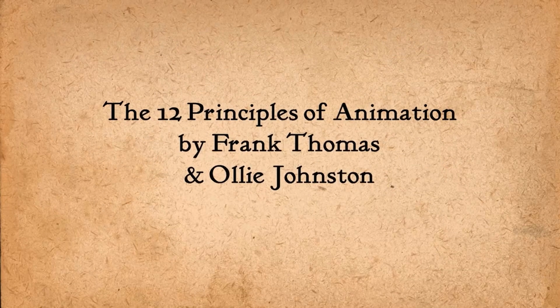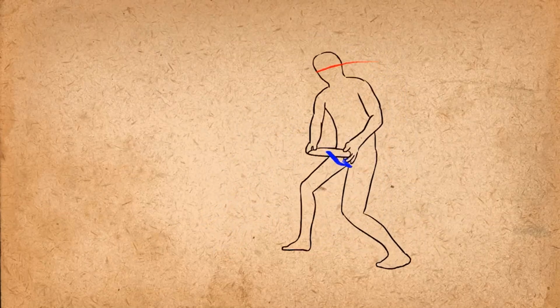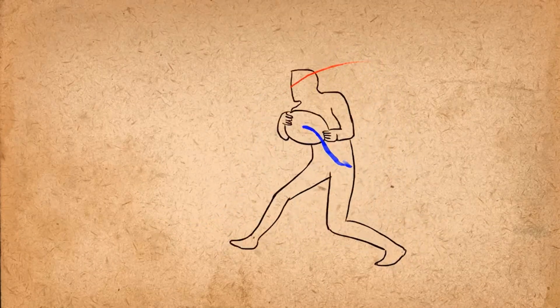Alright, the seventh principle of animation is called arcs. Very few organisms are capable of movements that have a mechanical in and out or up and down motion. Most living creatures will move in a circular path, otherwise known as an arc.